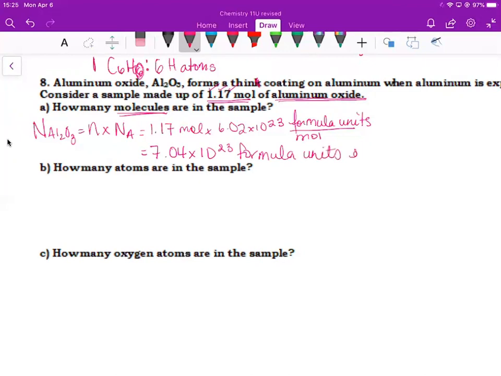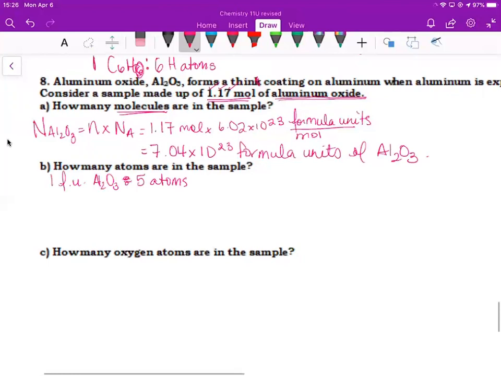Okay, so now it's asking how many atoms are in the sample. Well, in one formula unit of aluminum oxide, Al2O3, how many atoms are there? Well, there's 2 aluminums and 3 oxygen, so there's 5 atoms. So this is our conversion.